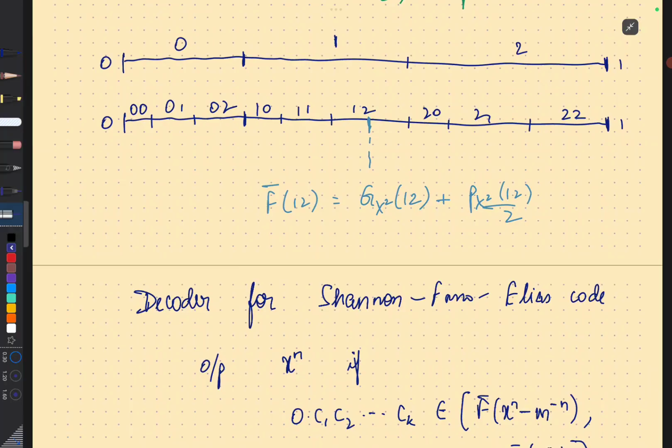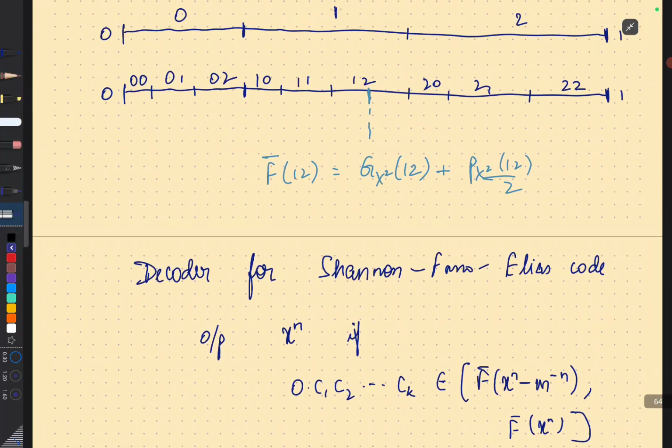Alright, but in principle, if we want the decoding to be correct, we just truncate enough bits so that you truncate the minimum number of bits so that it lies precisely in this particular interval. Right? Yeah.